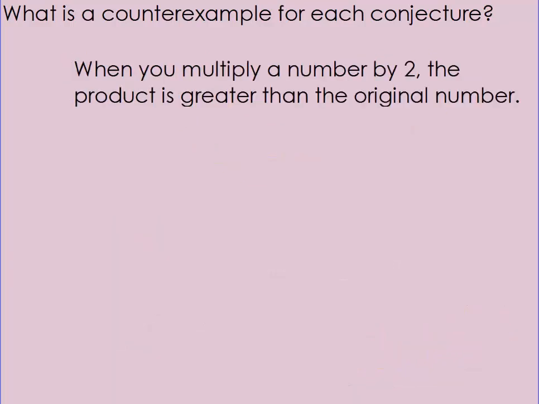All right, let's move on. Another counterexample: when you multiply a number by 2, the product is greater than the original number. So multiplying some number by 2, a times 2, the product is something greater than the original. Well, yeah, because if you double anything, you get something bigger, right? In that first example, 8 times 2 is 16. Every time we doubled, we got something bigger, so that must be true, right?